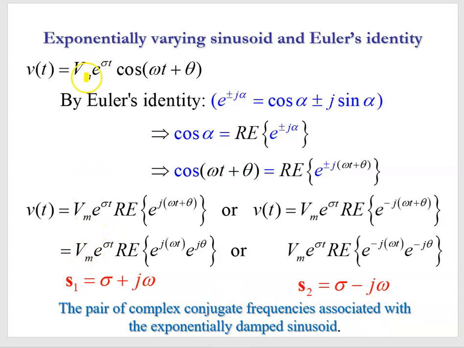So if we look up here, we still have our Vm and theta, right? That was our phasor. If we didn't have the e to the sigma t, if we just had a sinusoidal varying function, we'd say our phasor was Vm angle theta, or e to the j theta. So here's our Vm e to the j theta, and our Vm e to the j negative theta, where this theta is associated with a positive frequency omega. This one's associated with a negative frequency omega. Remember, we said we want to use the positive frequency omega.